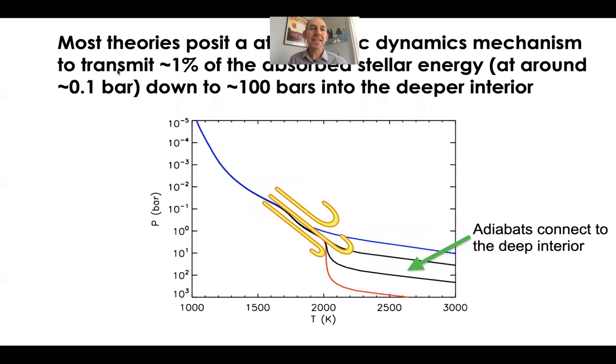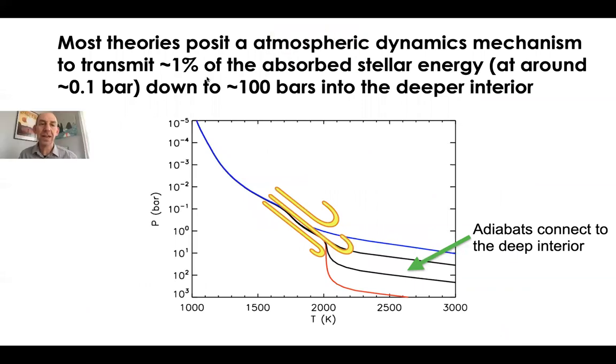So a common idea for what causes hot Jupiter inflated radii is this idea that a small fraction of incident stellar energy is transmitted into the deep atmosphere. If you imagine, this is a pressure temperature profile of just a generic hot Jupiter. It turns out that all of the energy from the star is absorbed by about 1 bar, and then it's re-radiated back out into space.